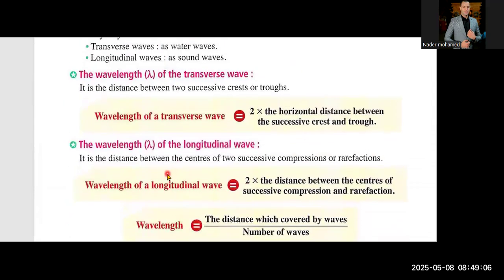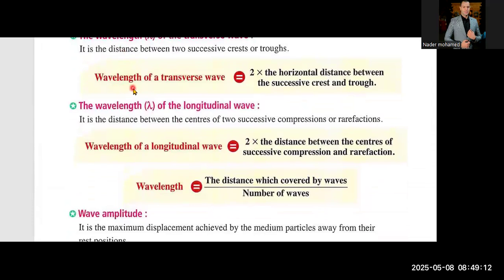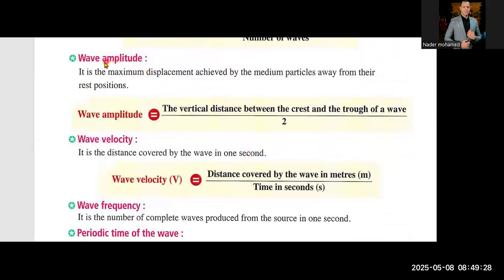The most important thing: how can I solve the problem and calculate the wavelength? The wavelength of a transverse wave is the horizontal distance. In the longitudinal wave, it is the distance between the centers of a compression and a rarefaction. And the third rule, and the most important one, is total distance over number of waves. We have taken this before in the last lesson. Wave amplitude is the maximum displacement.